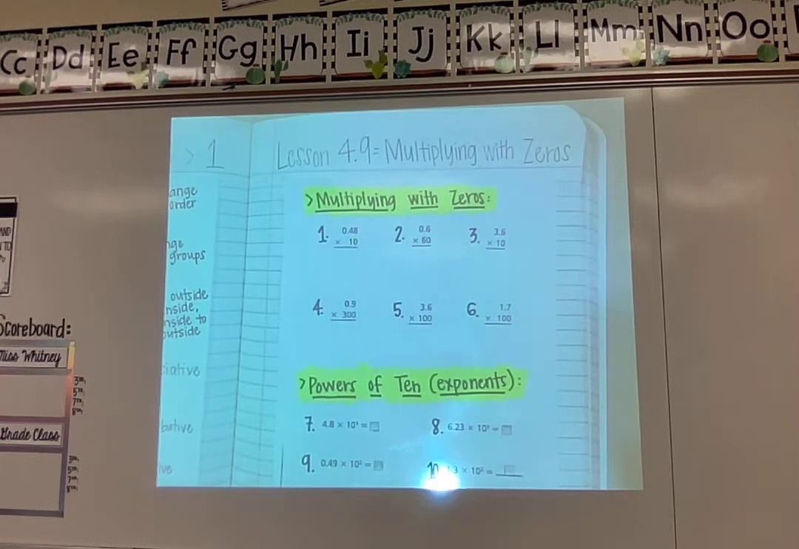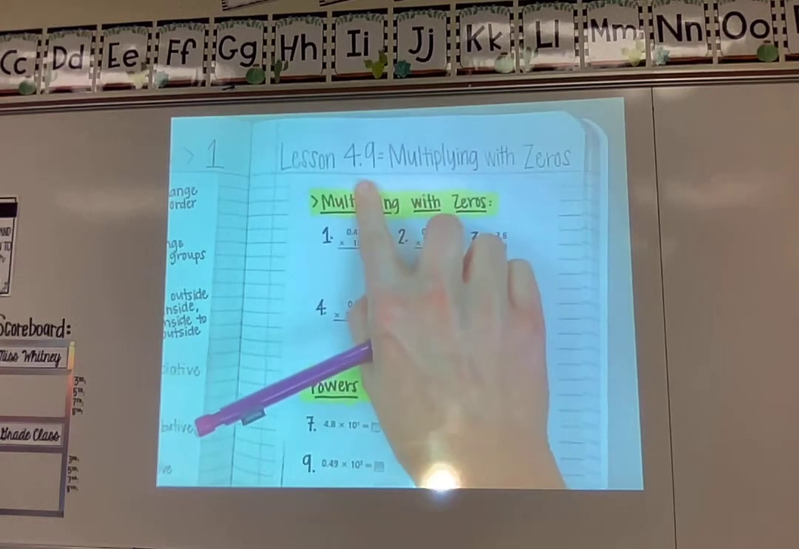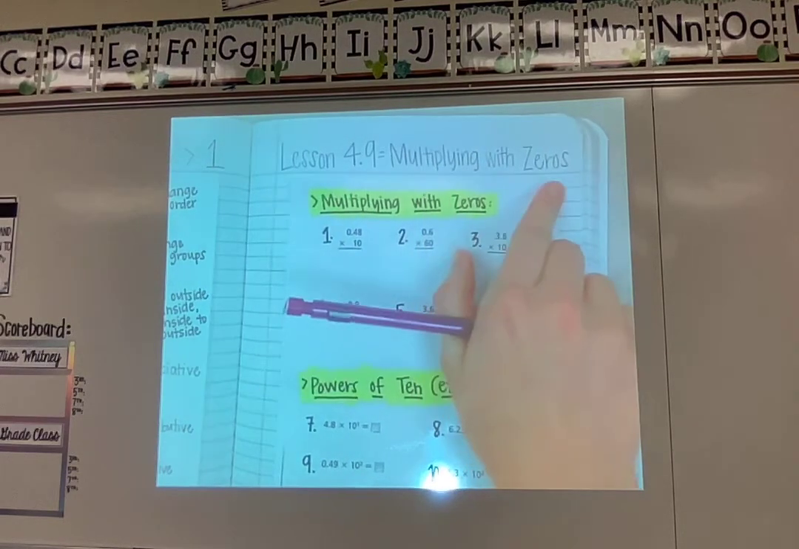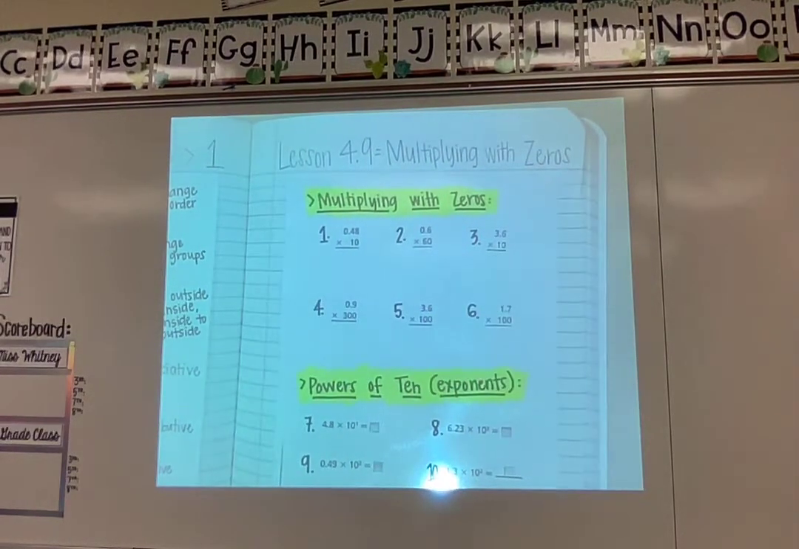Hello, fifth grade. Today's math lesson is lesson 4.9, and it is over multiplying with zeros. So we have been multiplying with decimals for a long time, but today you're going to see lots of zeros in there, and I'm going to teach you a new little trick to help you go a little bit faster when there are some extra zeros in our problem.